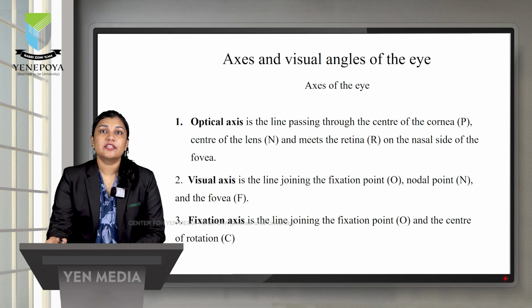Now coming to the axis and visual angles of the eye. The different axes of the eye terminologies are, first is optical axis. It is the line passing through the center of the cornea, denoted as capital letter P, center of the lens denoted as N, and meets the retina on the nasal side of the fovea. Visual axis is the line joining the fixation point O, nodal point N, and the fovea F. The fixation axis is the line joining the fixation point O and the center of rotation denoted as C.